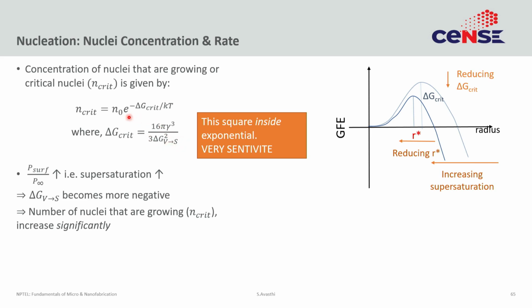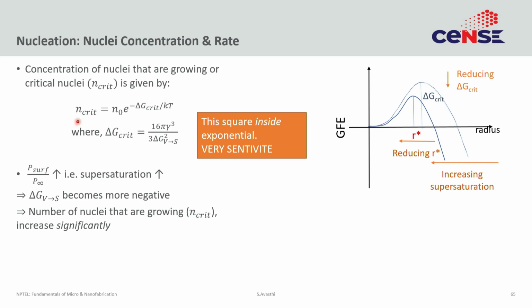So, you can imagine this is an e to the power minus 1 over x square type of dependence. So, this is a very sensitive dependence. Very small changes in supersaturation cause very large changes in critical concentration. Now, this is a concept I want you to remember, we will come back to it.